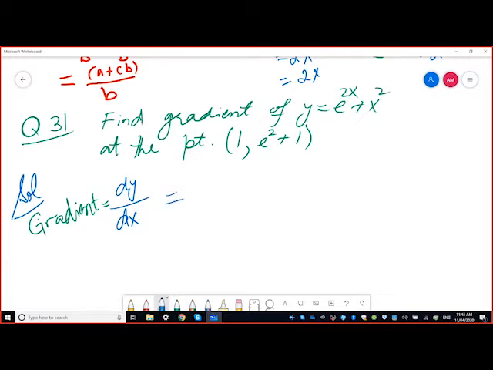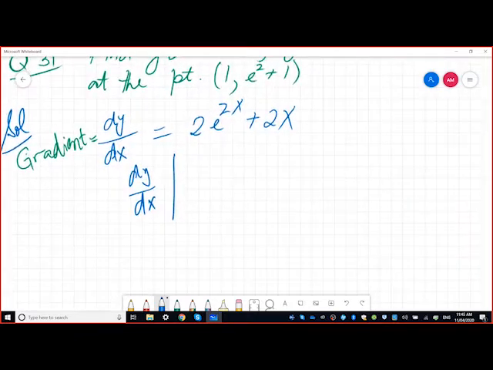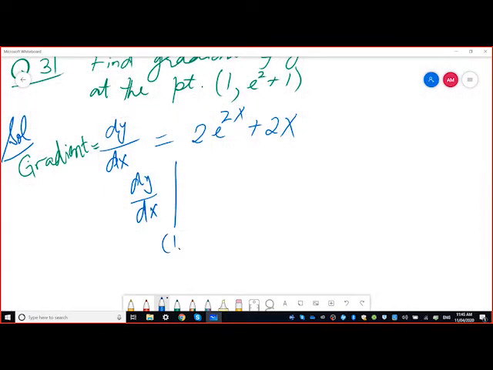Can you differentiate and let me know what is the dy upon dx of this expression? So dy upon dx is 2 times e to the power of 2x plus 2x. Good. And then we have to find the gradient at the given point. What are the points? 1, comma, e squared plus 1.